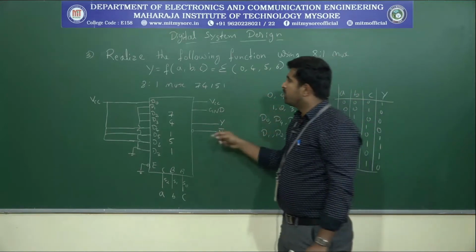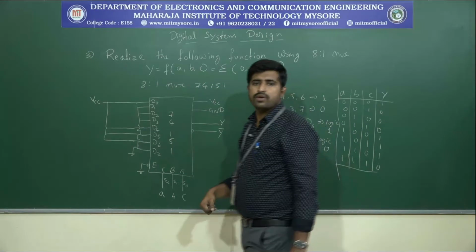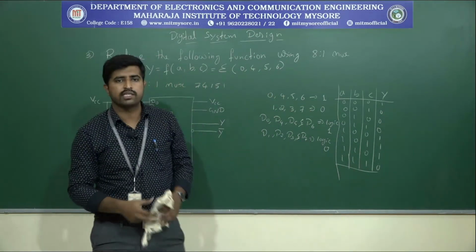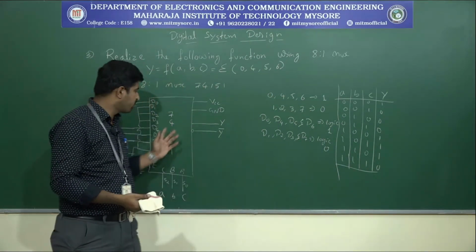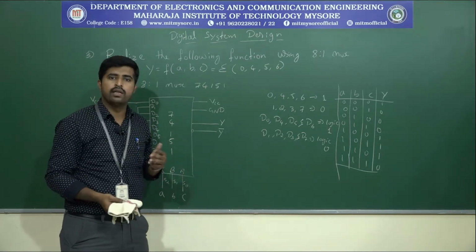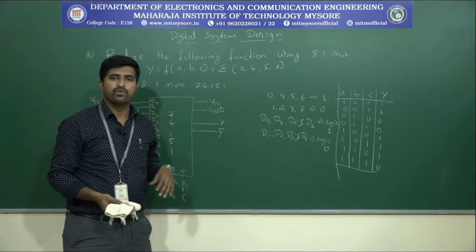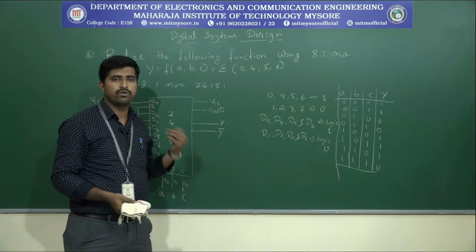Okay, so if 3 variables are given, we can easily implement it. So can we implement a function having 4 variables in the 74151, and can we implement a 3 variable function by using the 4:1 mux? Yes, we can implement. Okay, so how to do that? We are going to see that.